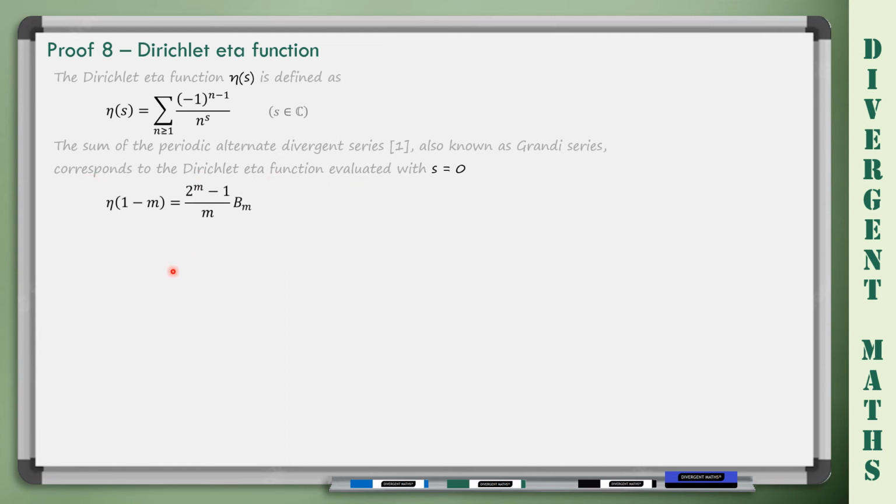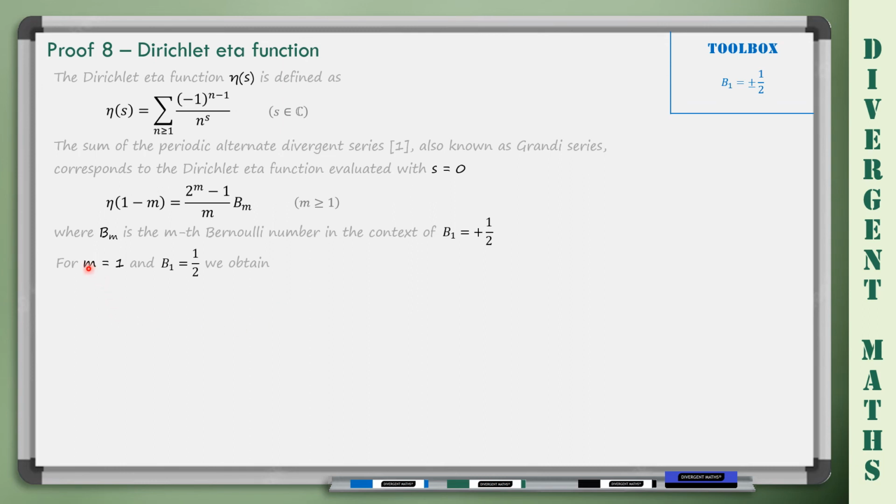Let's see that. We have a formula linking the Dirichlet eta function at 1 minus m. It's equal, for m being an integer, to 2 to the m minus 1 over m times Bm, Bm being the mth or m plus 1 Bernoulli number. And that's true for any integer m greater or equal to 1. So again, Bm is an m plus 1 Bernoulli number in a context of B1 equal plus 1/2. Okay. Toolbox. We have, B1 is equal to plus minus 1/2. Here we are in the context of plus 1/2. For m equal 1, we have B1 equal 1/2, like I said, the context we are in.